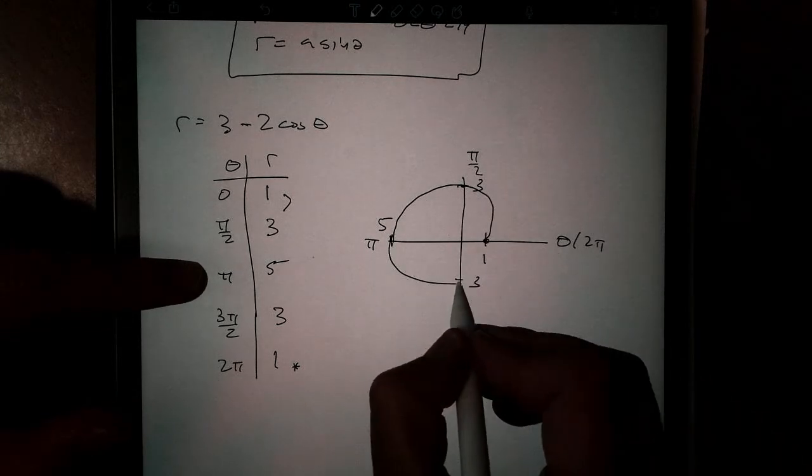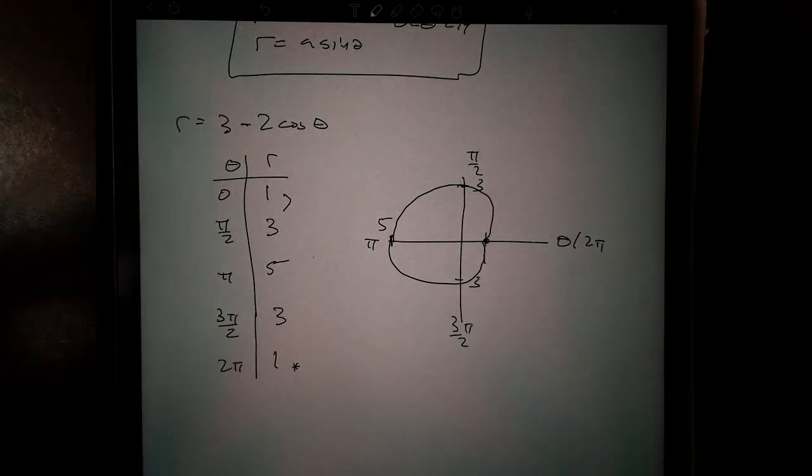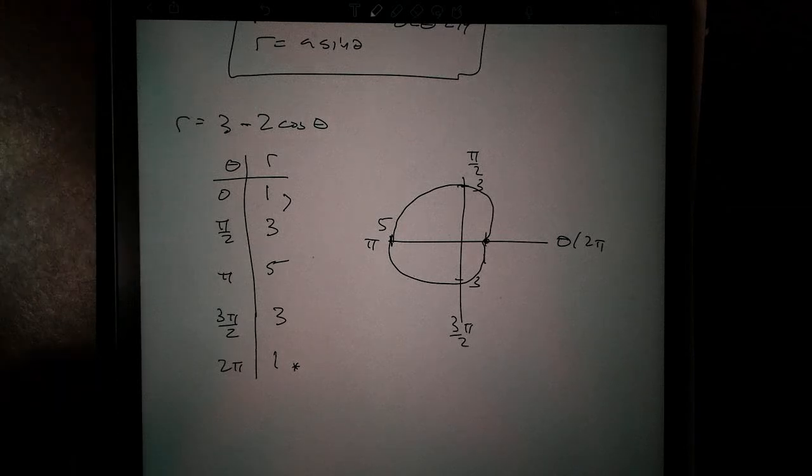Goes to 3, and then we get a limaçon. I can't remember the rule if it's dimpled or not, but there's your basic shape. There is your limaçon right there. And we can do this even with a looped limaçon. Ready? Let's take a look.